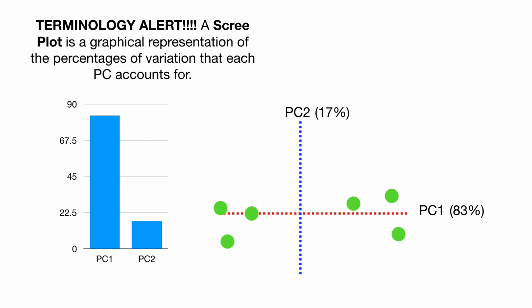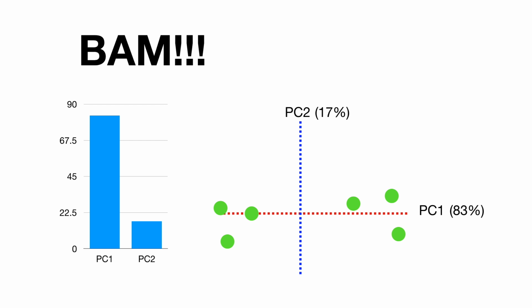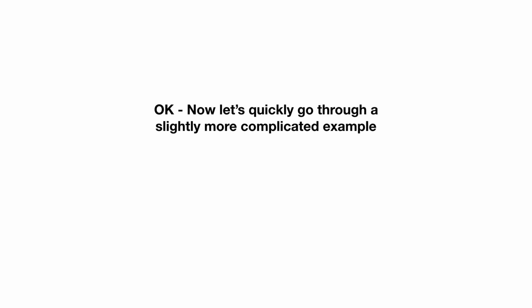Oh no, another terminology alert. A scree plot is a graphical representation of the percentages of variation that each PC accounts for. We'll talk more about scree plots later. Bam! Okay, now let's quickly go through a slightly more complicated example.